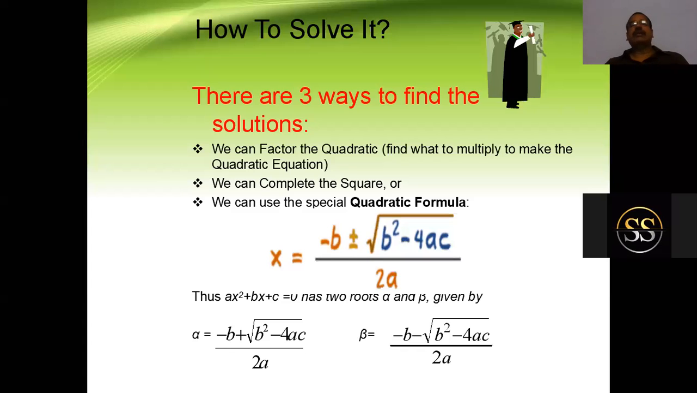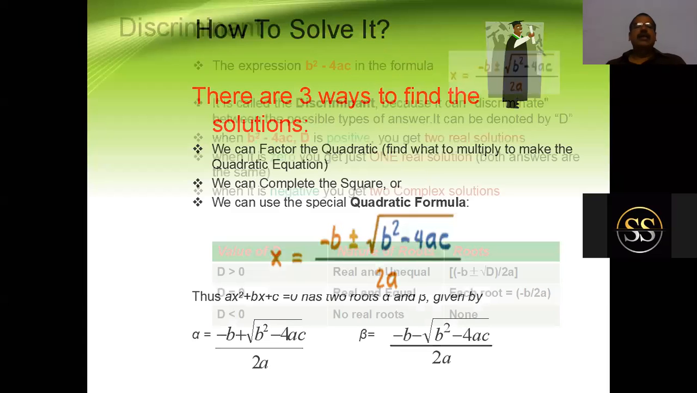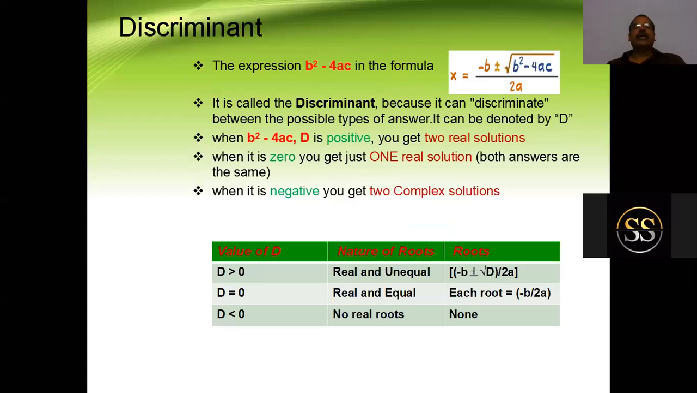Thus ax square plus bx plus c equal to 0 has two roots, alpha and beta, given by alpha equal to minus b plus root b square minus 4ac by 2a, and beta equal to minus b minus root b square minus 4ac by 2a. Next, I will revise once again. We are revising. Now we know that b square minus 4ac is called the discriminant.